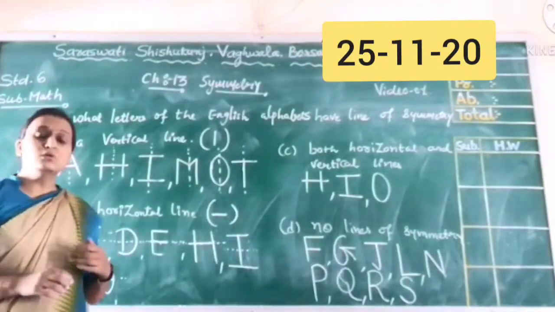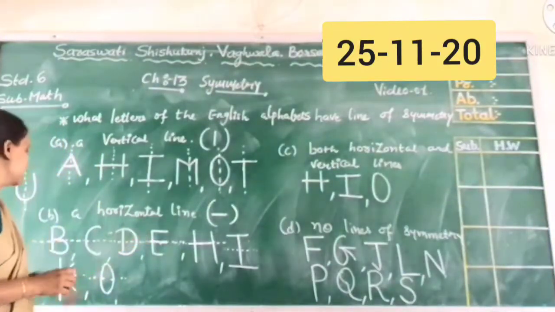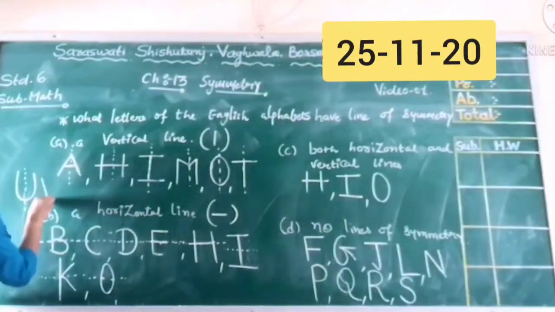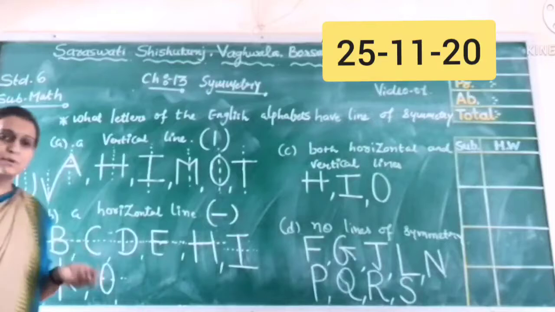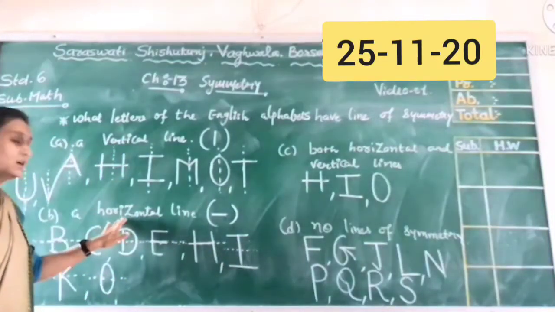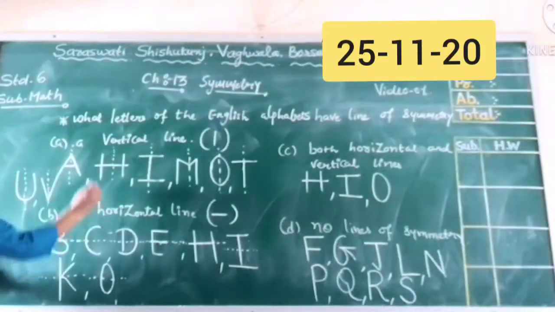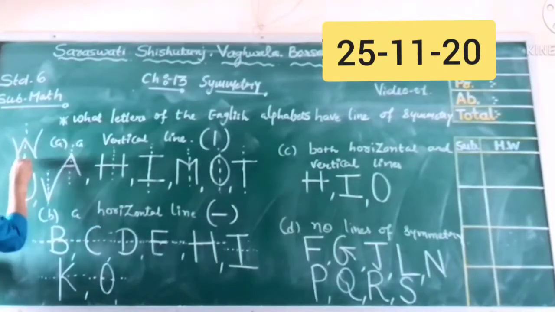Then after U, V will come. In V also we cannot draw a horizontal line of symmetry. So V will also come in vertical line of symmetry. So V has a vertical line of symmetry. Then after that W. We can draw a vertical line of symmetry but we cannot draw a horizontal line of symmetry. Okay. So W also has a vertical line of symmetry.